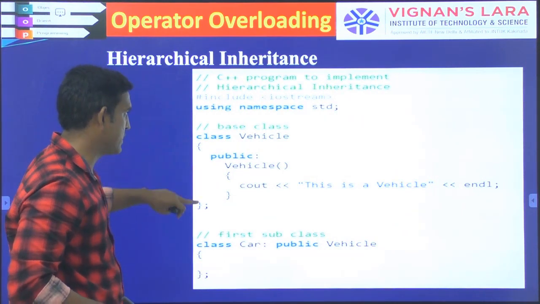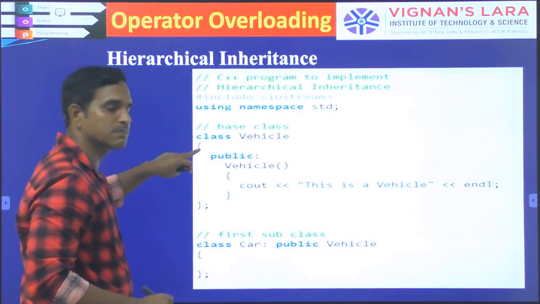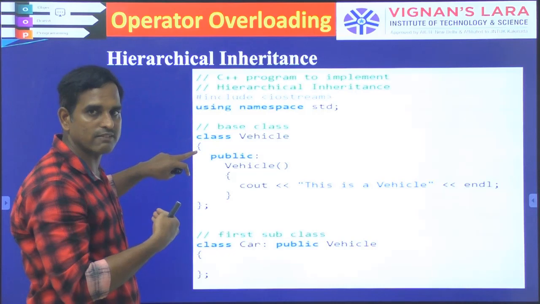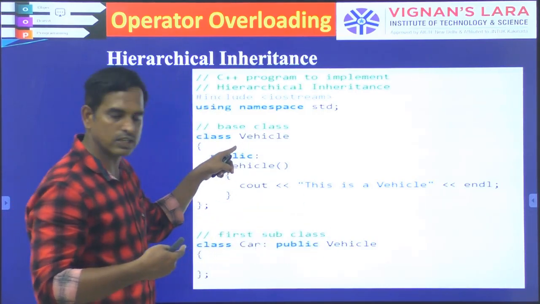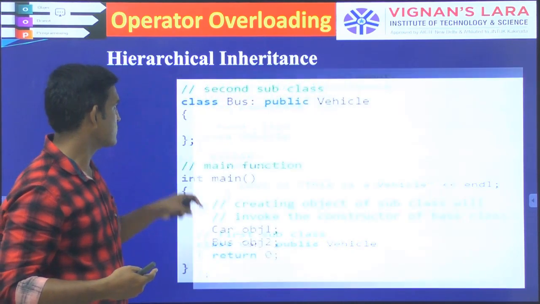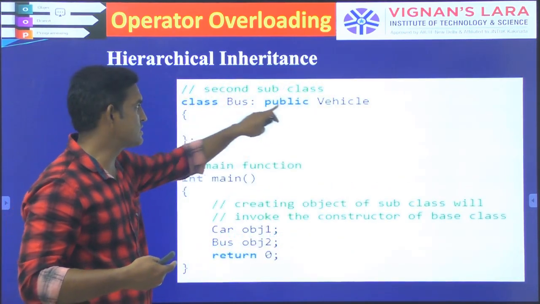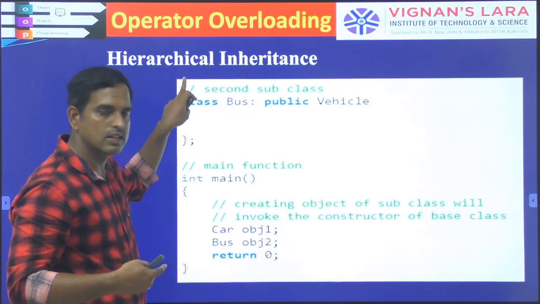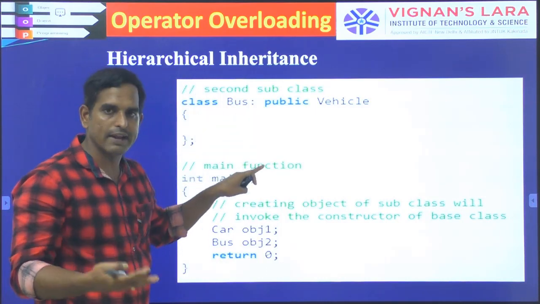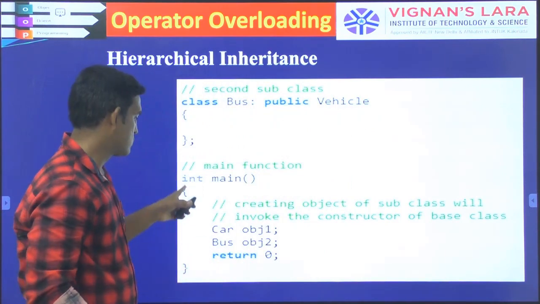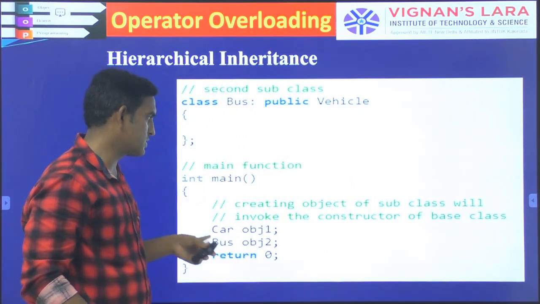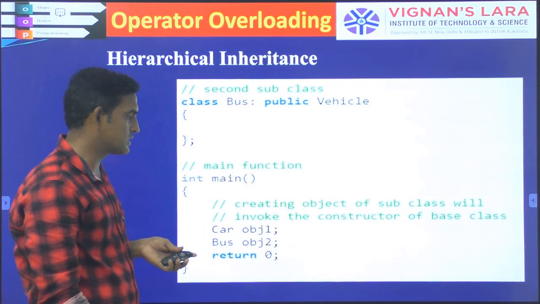If you are having one base class, from this base class you can be implementing more than one derived class. So you are having class car which will inherit your vehicle class, and you are having class bus which will inherit your vehicle class. You are having two derived classes from the same base class, that is vehicle. So if I invoke your particular objects in a proper manner, you can print those statements.